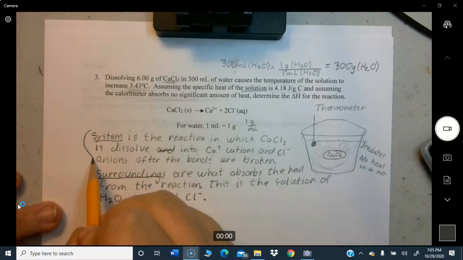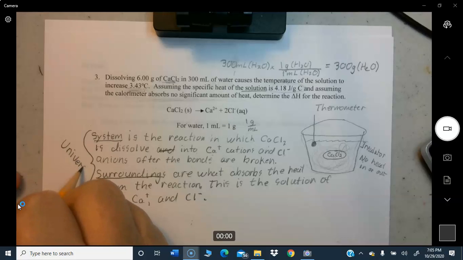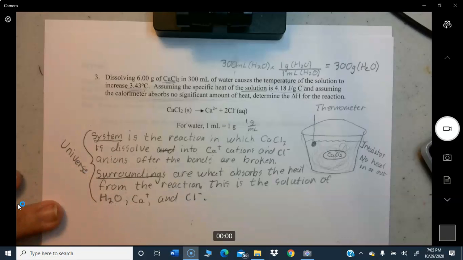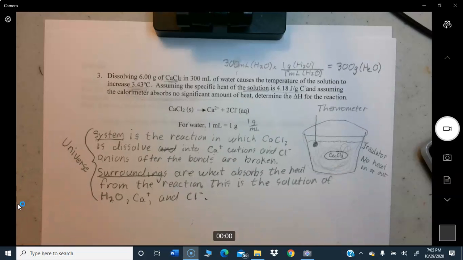And by the way, this is not significant to the problem, but just to reinforce it, these two put together are the universe. So we don't really literally mean the entire physical universe. We're talking about this little world right here. The universe is the system and the surroundings together. It's just referred to as the universe.